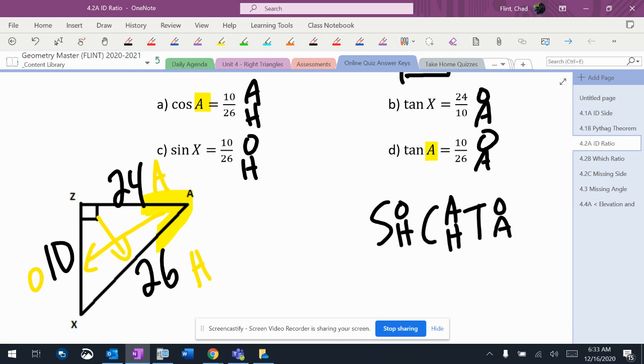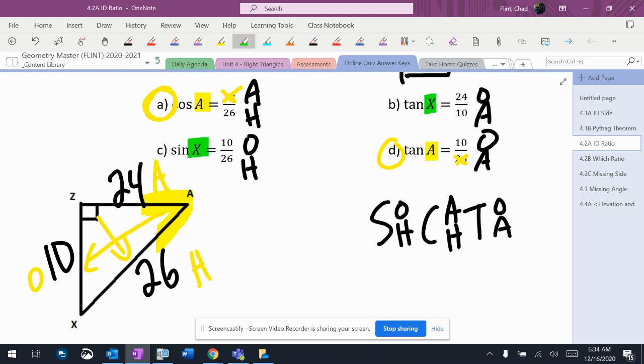So this says cosine of A is supposed to be adjacent 10. Well, the adjacent's 24, and then the hypotenuse is right. So that one's false. So that one's almost definitely the answer. Tangent of A, it says it's supposed to be opposite 10 over adjacent 26. That's wrong. Okay, so I'm thinking that this one maybe is supposed to have the words "not true" in it, but let's see what happens with the other two.